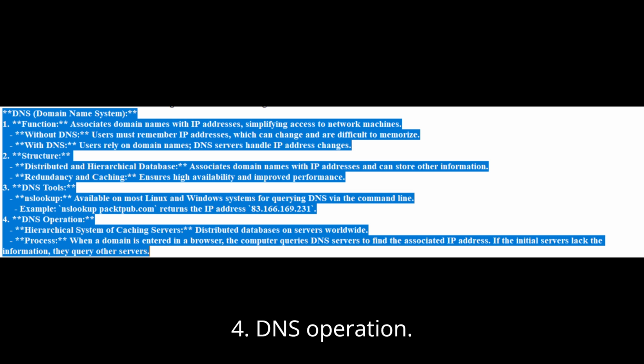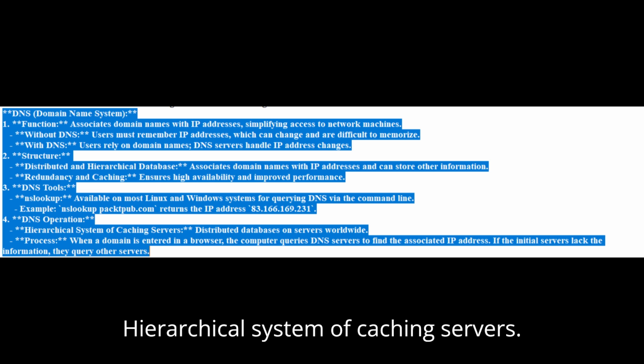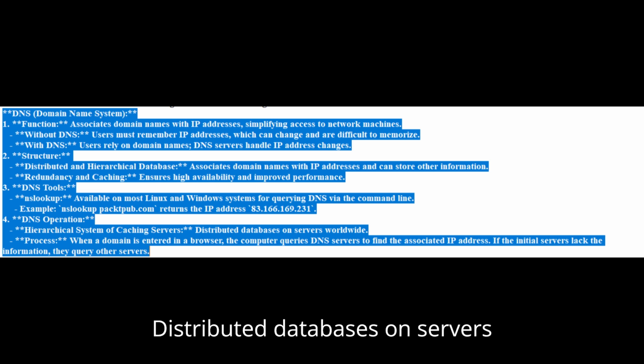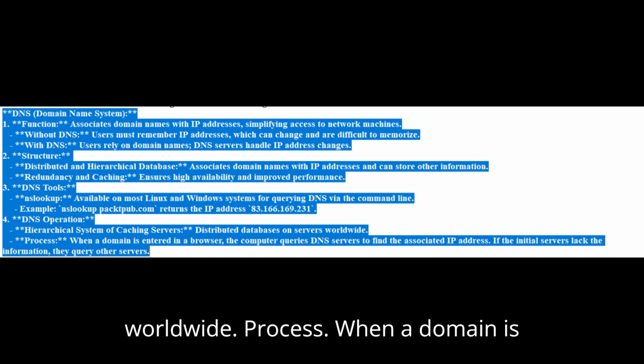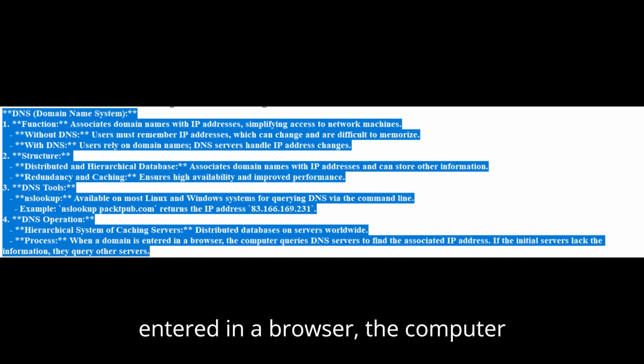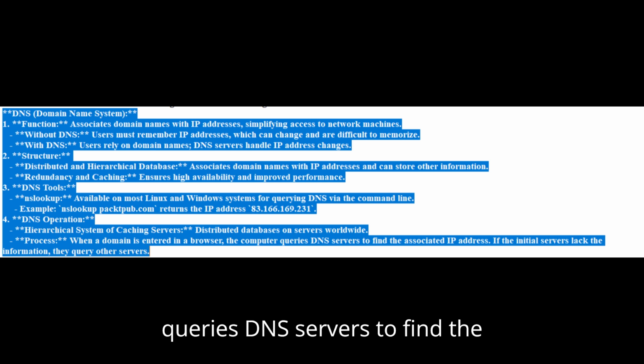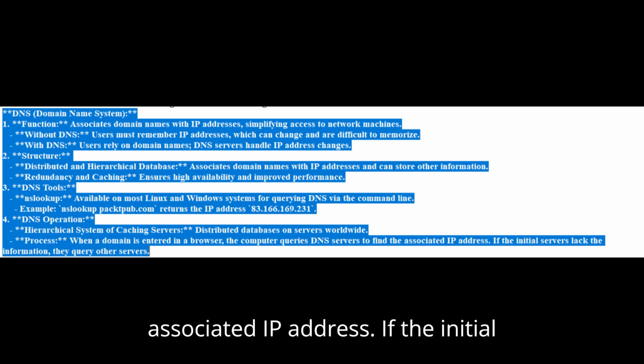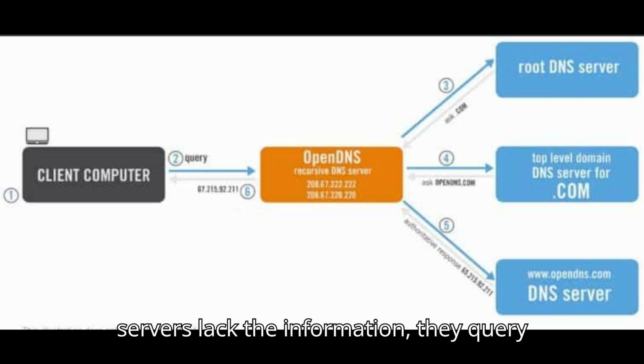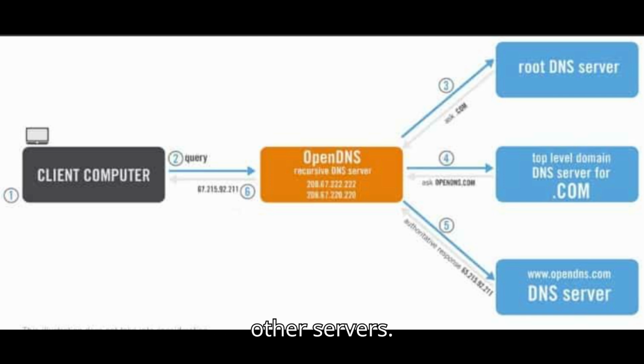83.166.169.231. 4. DNS operation. Hierarchical system of caching servers, distributed databases on servers worldwide. Process. When a domain is entered in a browser, the computer queries DNS servers to find the associated IP address. If the initial servers lack the information, they query other servers.